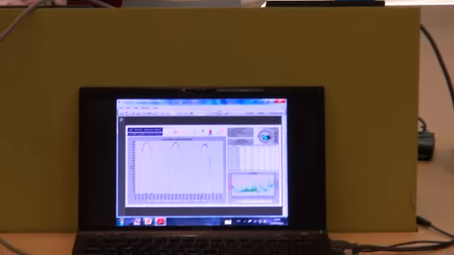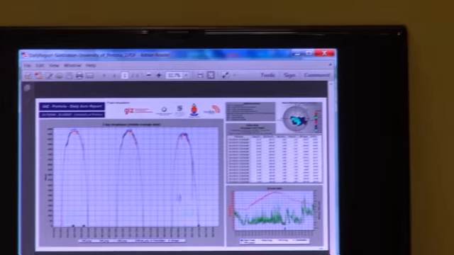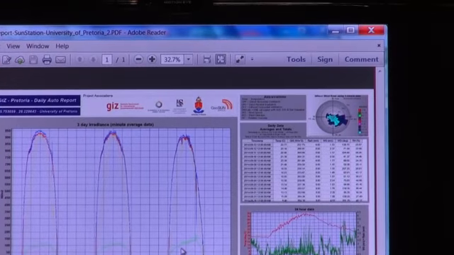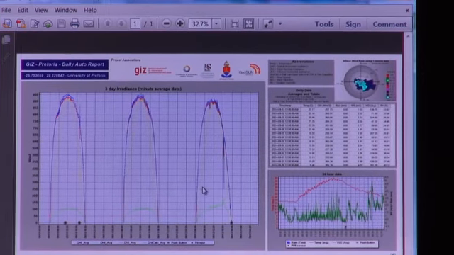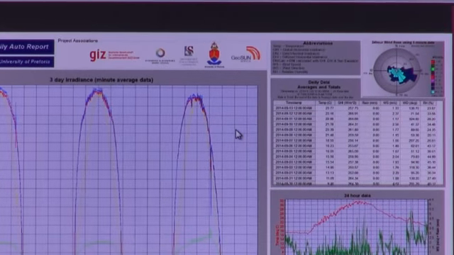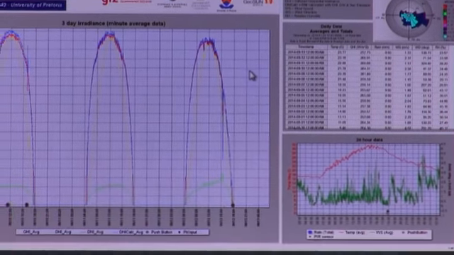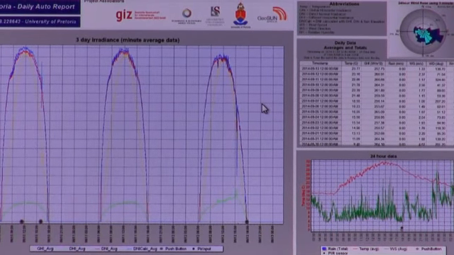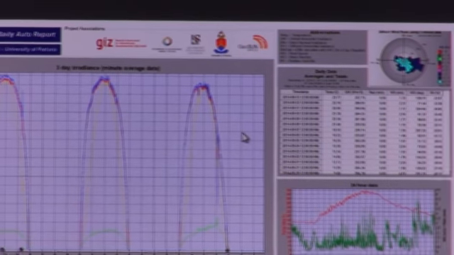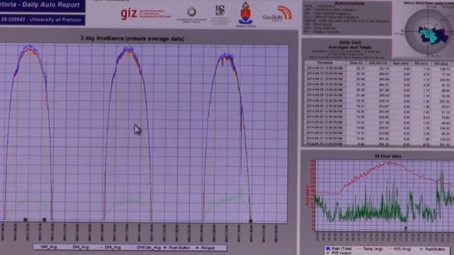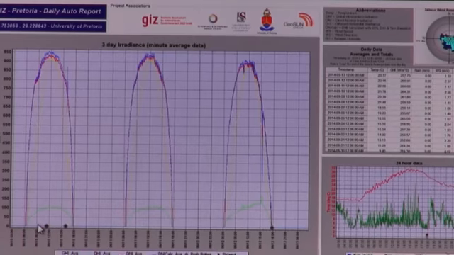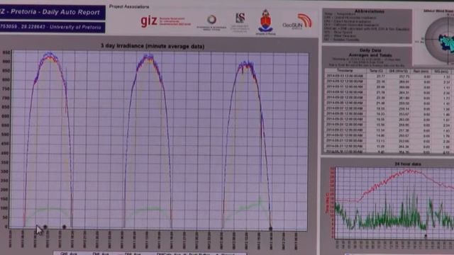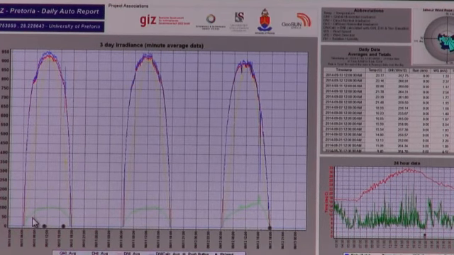So that's on the roof of engineering, on the Engineering 1 building. It's a project with a German company, GIZ, and then us, together with Stellenbosch University and a few other universities, have a few of these weather stations all over the country and also all over the world. What it does is every minute it logs the radiation, also the temperature, wind, etc.